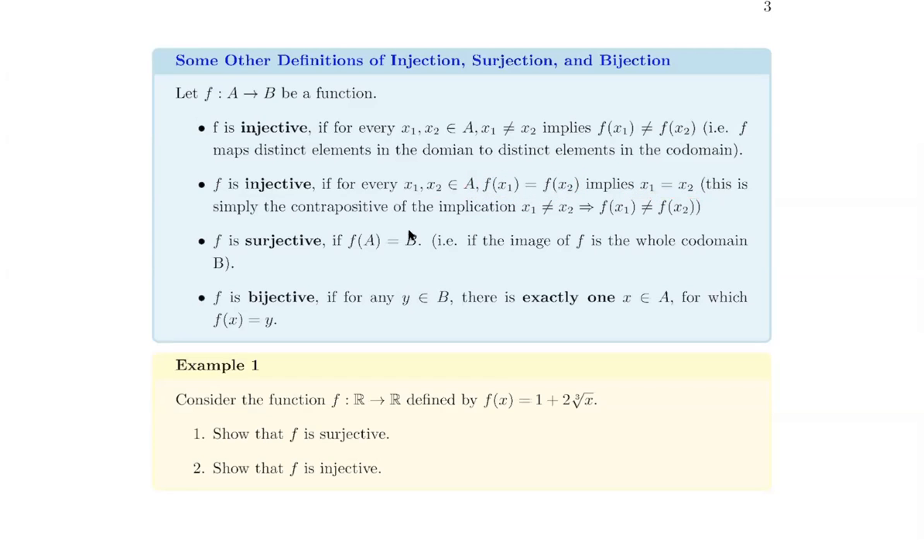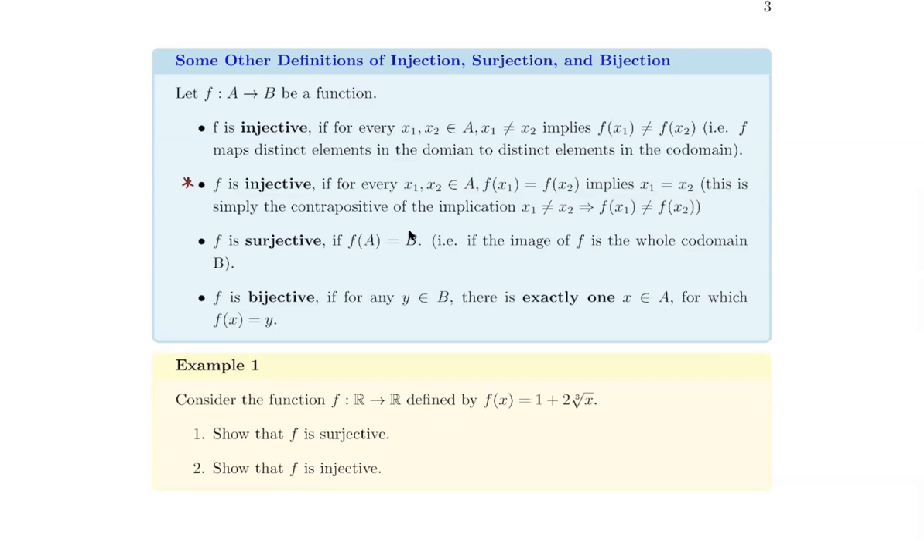This one is really important because this is the most commonly used definition when you prove injectivity. So when you prove something is injective, you pick two elements from your domain and you assume that f(x1) equals f(x2), and you do some algebra in between. If you can show that x1 equals x2, then your function is injective.